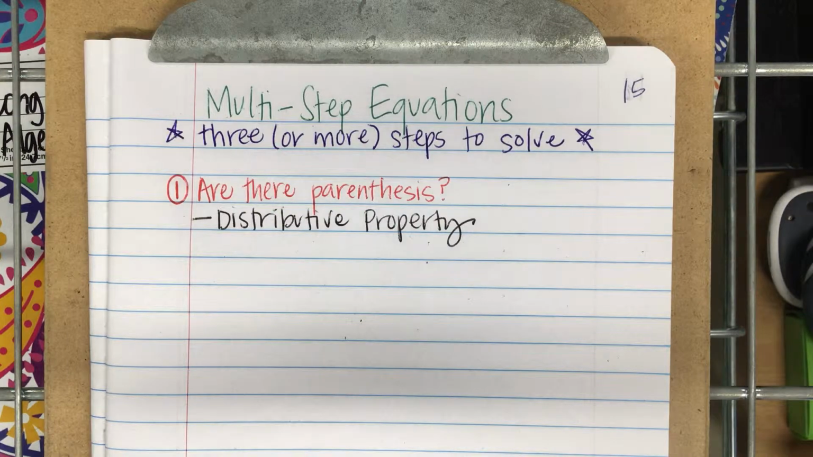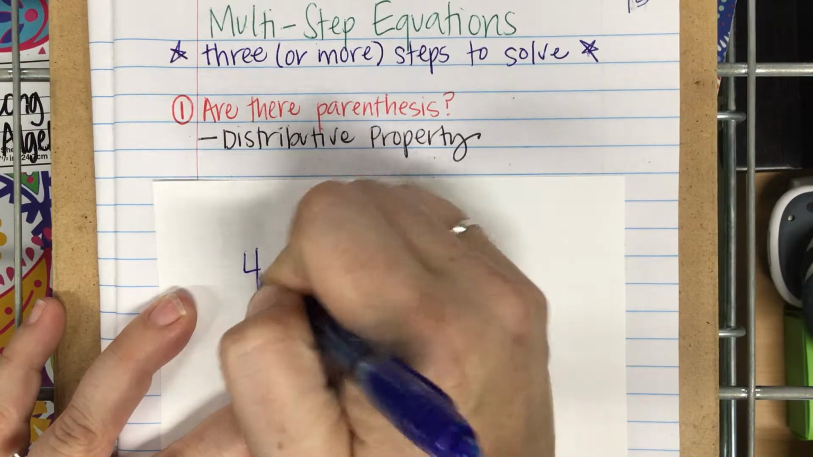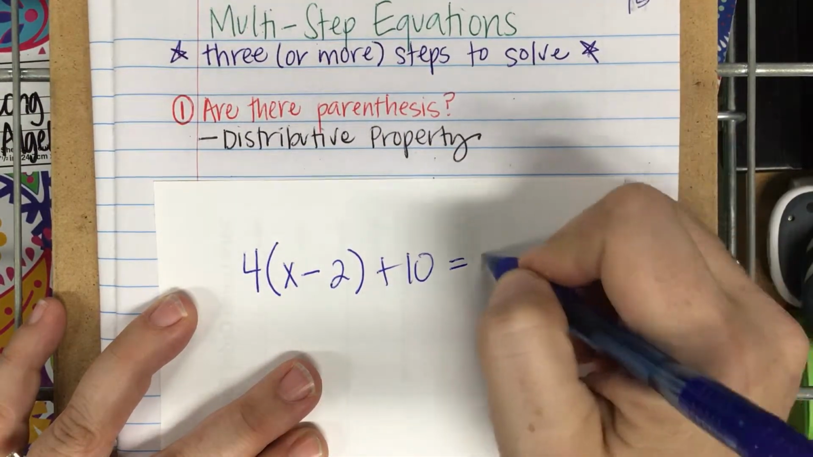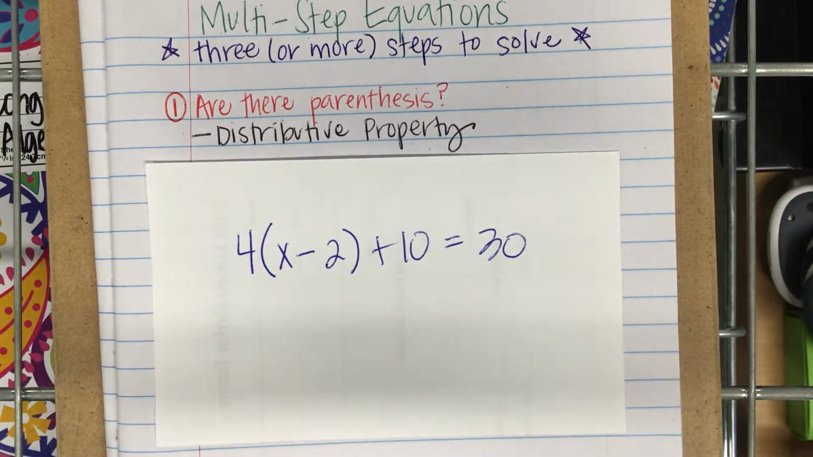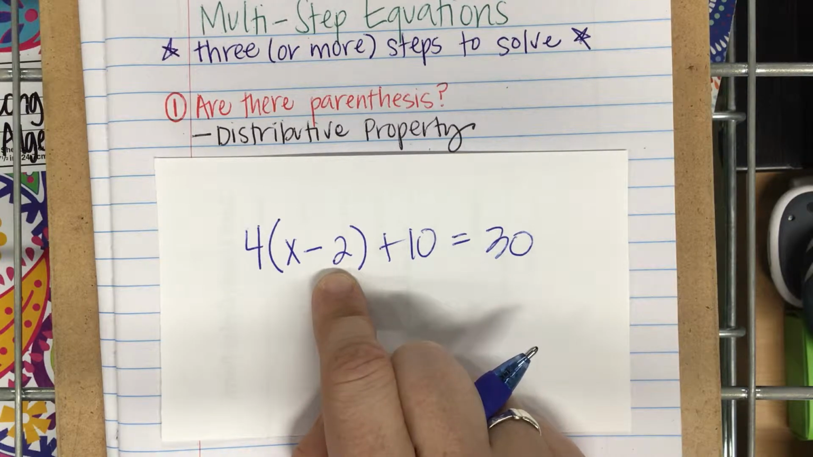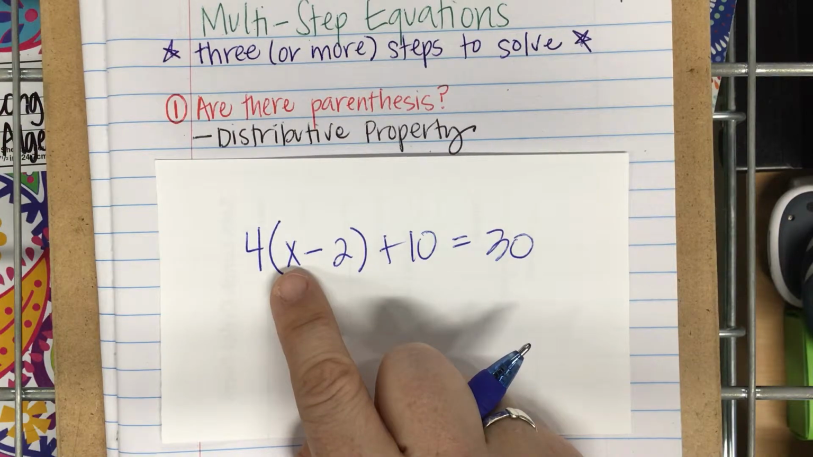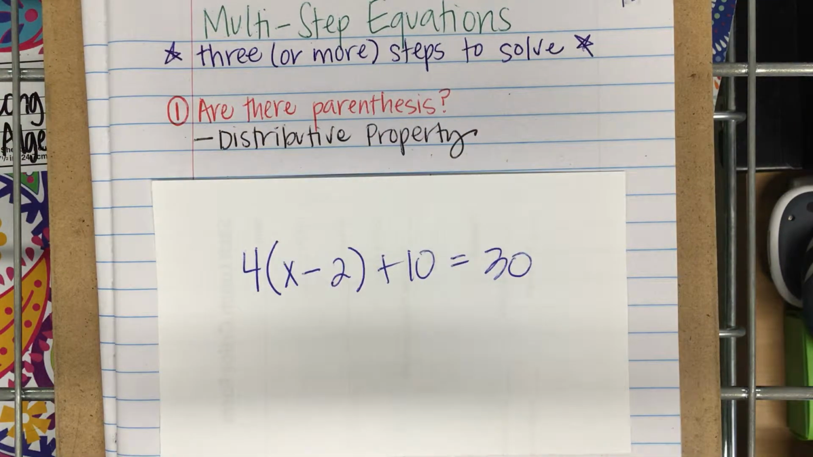For example, if I had the problem, are there parentheses? Yes, there are parentheses in this problem, but I cannot do x minus 2. Why can't I do x minus 2? You don't know the value of x. I don't know what x is, so I can't do it. So I have to do the distributive property.